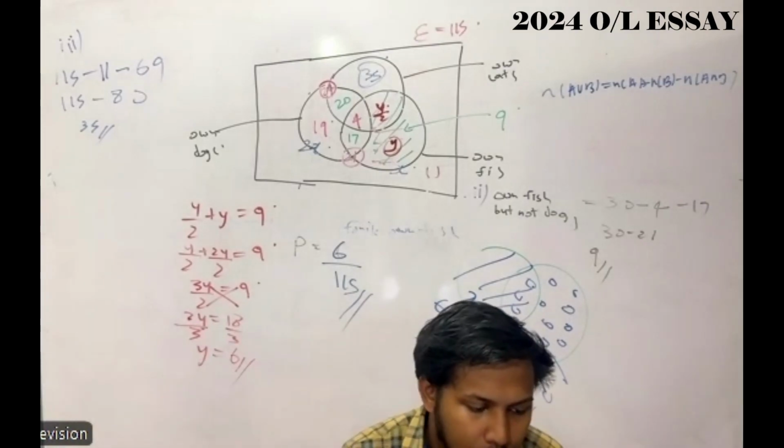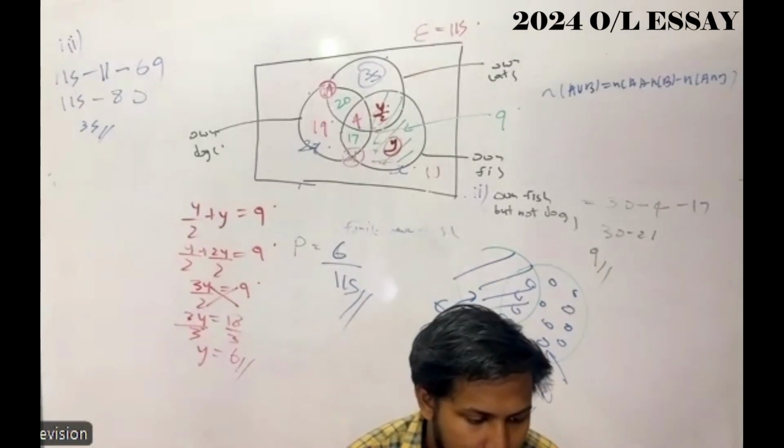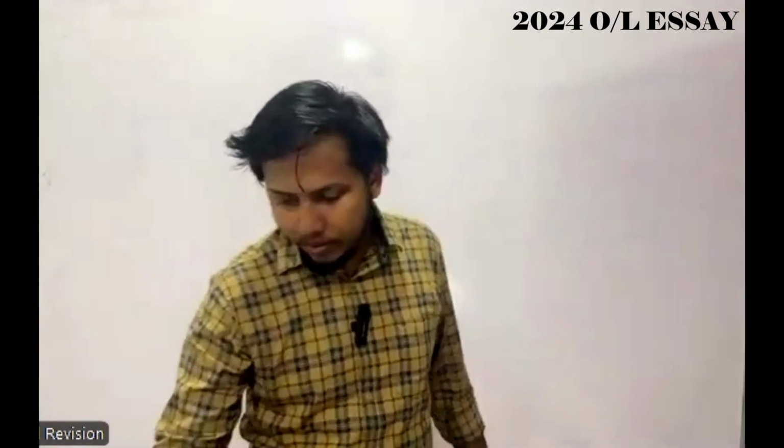Number 9, 2024 level. Let's read the question. An incomplete Venn diagram with information on 100 customers who came to a certain store is shown here. Let's draw the figure first.